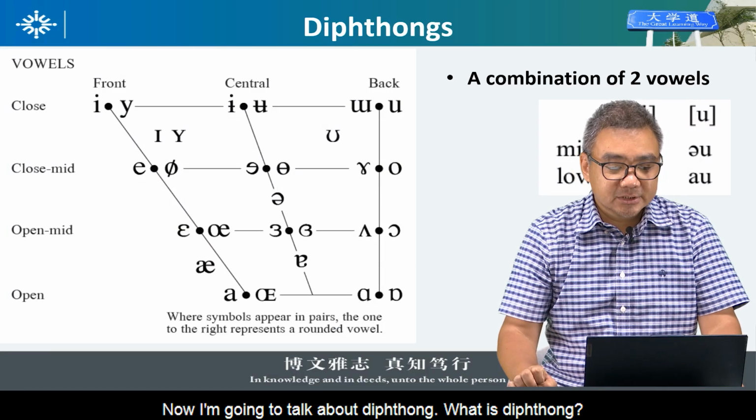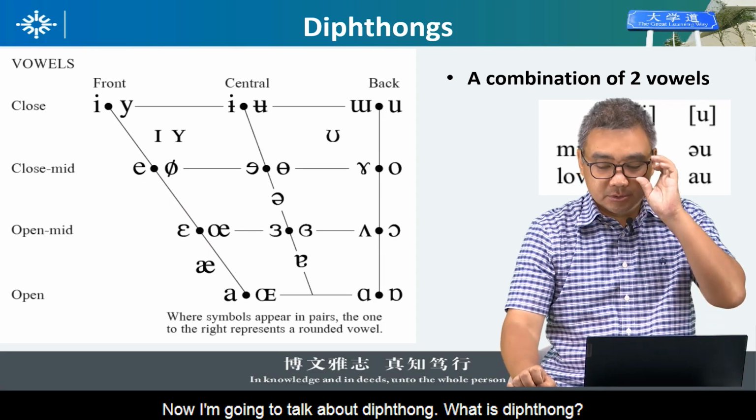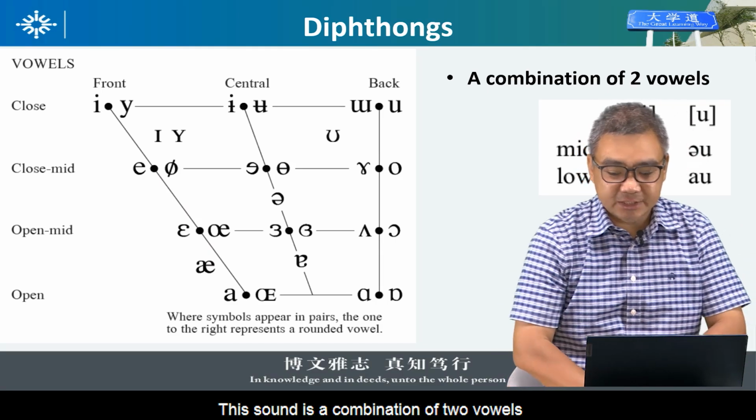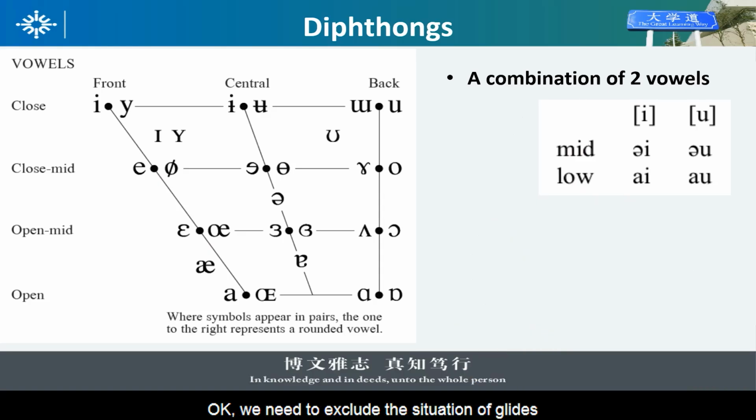Now I'm going to talk about diphthongs. What is a diphthong? A diphthong is a combination of two vowels. We need to exclude the situation of glides, for example, jia, jia, jia. In the syllable jia, the i here in the middle is used as a glide to link the consonant j and the core vowel a. We're not talking about this situation.